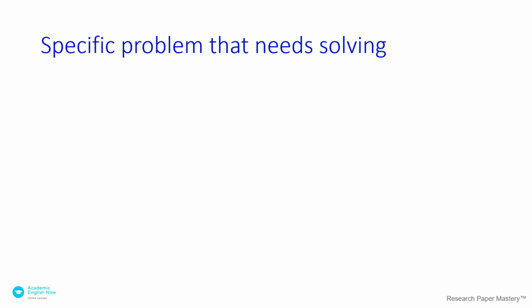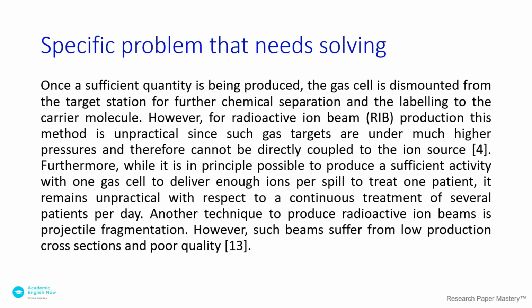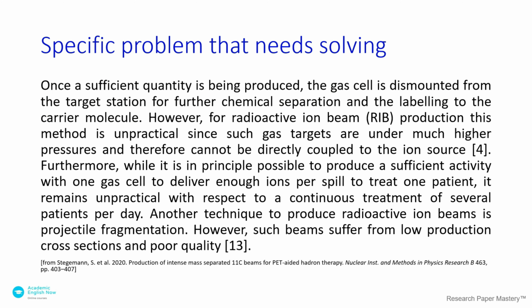Now, the last type of research gap is a specific problem that needs solving. Let's look at an example. In here, first of all, the writer introduces a method. And then in the second sentence, they say, however, this method is impractical. And then they give a reason why. Furthermore, they introduce another potential method. While it is in principle possible, this "while" straight away indicates that there's going to be a problem with this method. This one also remains impractical.